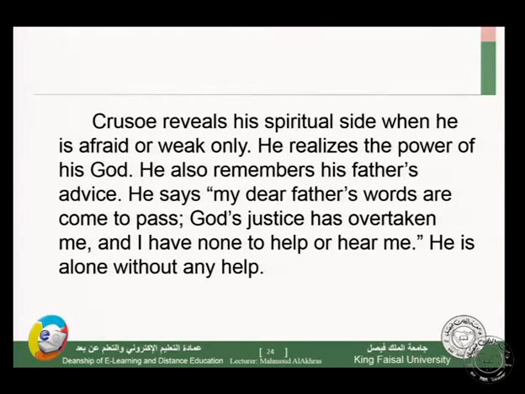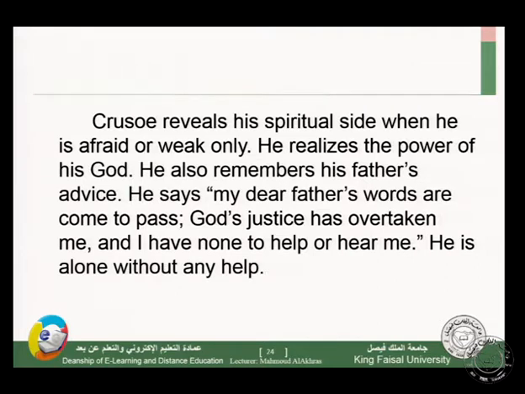Crusoe reveals his spiritual side when he is afraid or weak only. So, he becomes religious and he becomes a good creature when he is afraid or weak only. He realizes the power of his God. He also remembers his father's advice. He says, my dear father's words are come to pass. God's justice has overtaken me, and I have none to help or hear me. He is alone without any help.